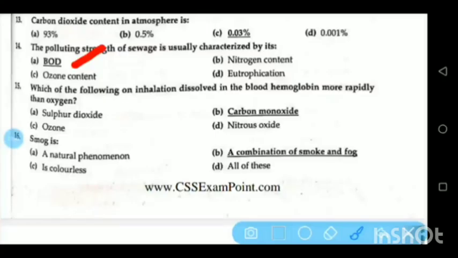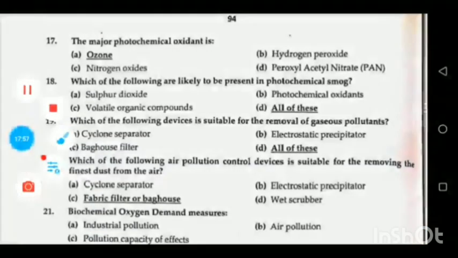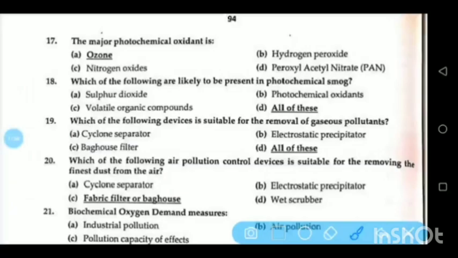Which of the following on inhalation dissolve in the blood hemoglobin more rapidly than oxygen? Carbon monoxide. Smog is a combination of smoke and fog. The major photochemical oxidant is ozone. Which of the following are likely to be present in photochemical smoke? All of these: sulfur dioxide, photochemical oxidants, and volatile organic compounds.